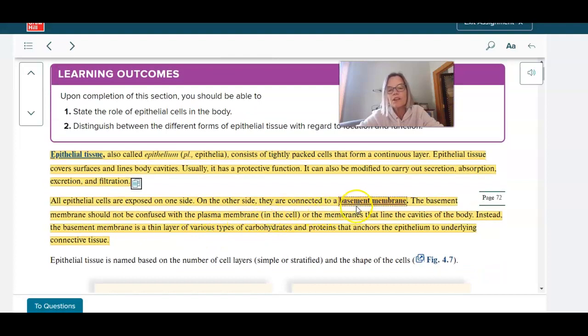There's also another word here, the basement membrane. The cells of the epithelial tissue, being on the surface of the inside or the outside of the body, are actually attached to an underlying tissue. Usually those are connective tissues. And so that connective layer, which is a chemical layer that connects the epithelium to the underlying tissues, is called the basement membrane.